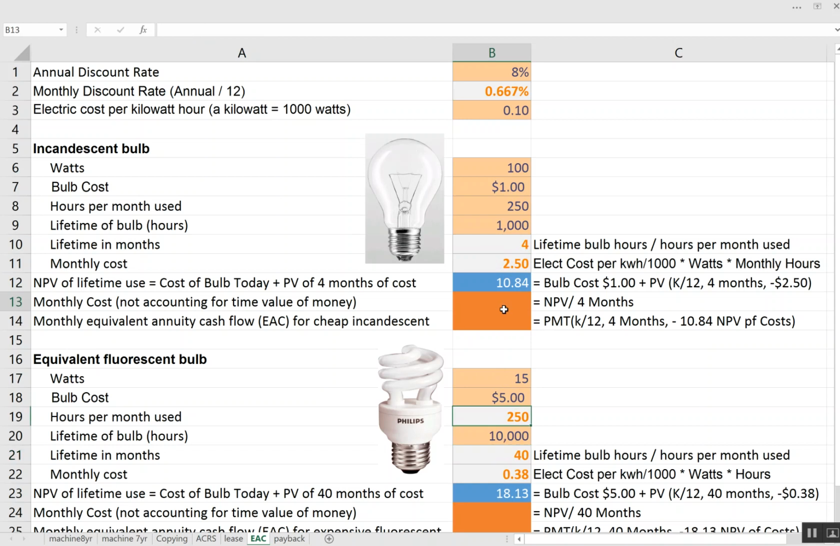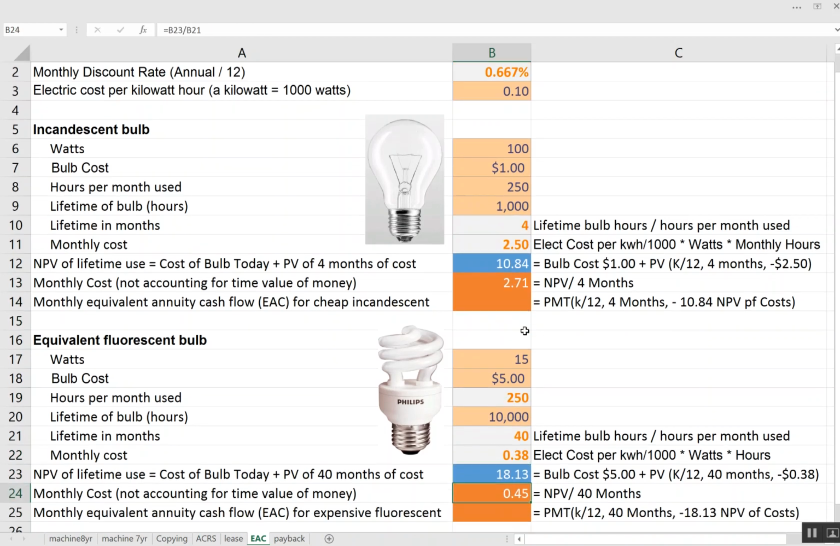So here are 2 ways to do it. The second one is the official way we want to do it, but just to give you an idea, if I take the present value of the life of that bulb and divide it by how many months it lasts, it's about $2.71. If I copy that formula here, $18 spread over 40 months is 45 cents. This light bulb is dramatically cheaper per month. Now, the only reason I don't like this method is it doesn't account for the time value of money.